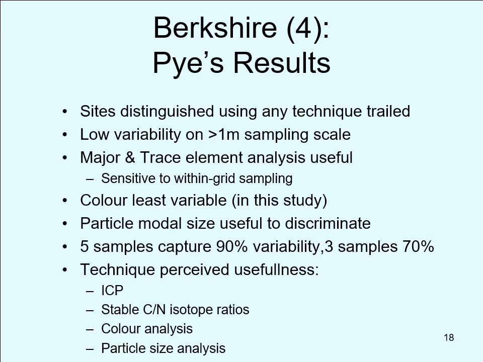So the key results for this was there's relatively low variability within a metre sampling scales. Some of the major and trace element stuff you might be familiar with is quite useful. Colour wasn't that useful. Particle mode size was useful, and the key finding from that is really saying you need 3 samples to get about 70% of variability, and you need 5 to capture 90% of variability. So if you are collecting samples in the field, then 3 at any one point is probably the minimum, or at least from a small site. And then some other ideas on which is useful and which isn't.